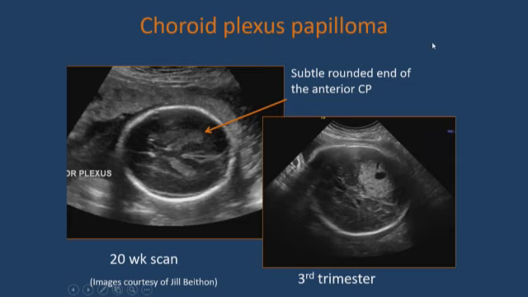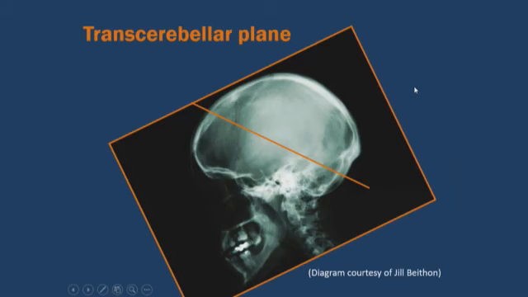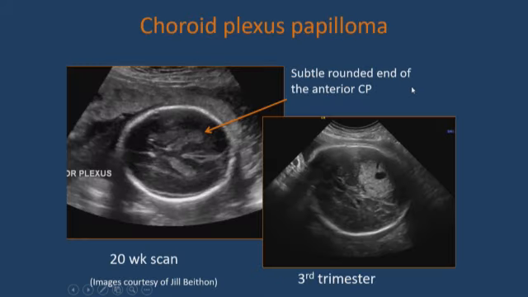Once in a while, you'll get a choroid plexus papilloma. It's just a subtle rounding of the choroid plexus, and then it grows. Sometimes you'll actually get teratomas in the head too, so it's really hard. It's hard early on to see them. Sometimes you won't see them until the third trimester.